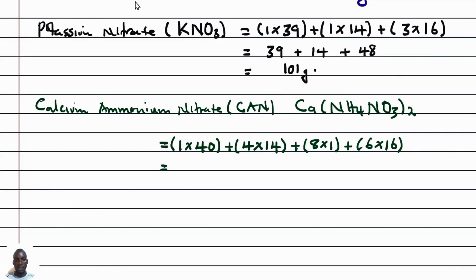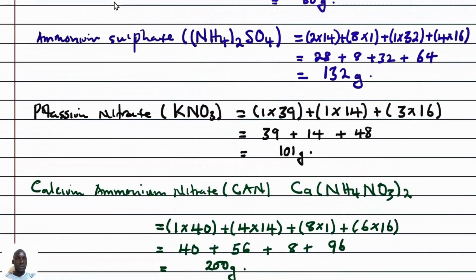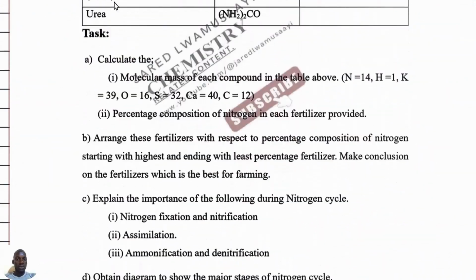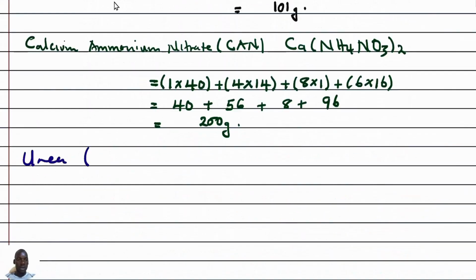So this is equal to 40, plus this one is becoming 56, plus 8, plus 96. When I sum all these together, I'm getting my value to be 200 grams. So this becomes the molecular mass of our calcium ammonium nitrate fertilizer. Then the fertilizer we are left with is the urea. So we have urea and it has a formula of this.